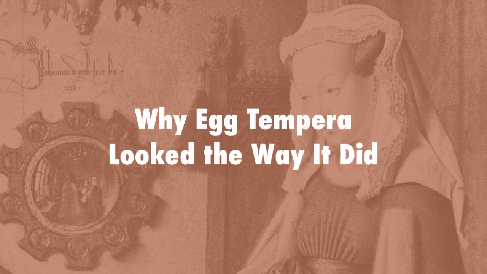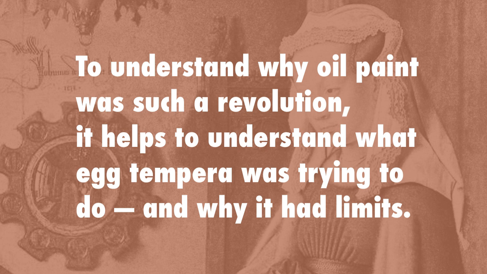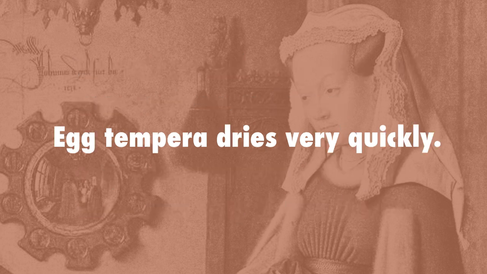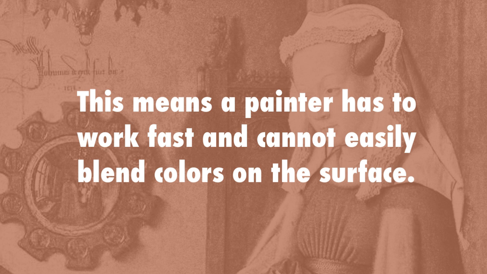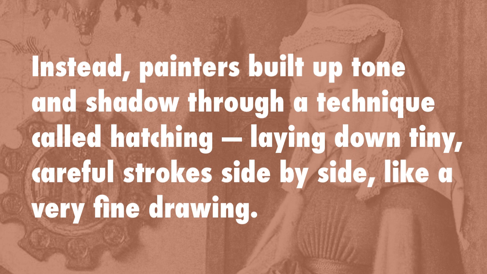Why egg tempera looked the way it did. To understand why oil paint was such a revolution, it helps to understand what egg tempera was trying to do and why it had limits. Egg tempera dries very quickly. This means a painter has to work fast and cannot easily blend colors on the surface. Instead, painters built up tone and shadow through a technique called hatching, laying down tiny, careful strokes side by side, like a very fine drawing.